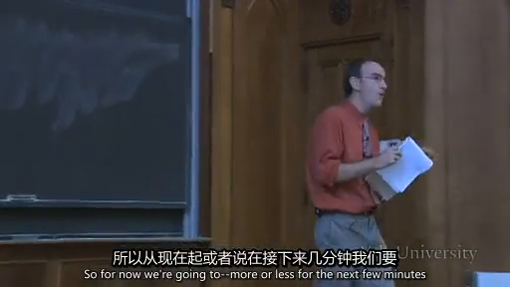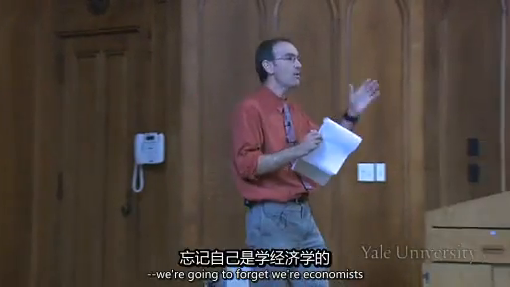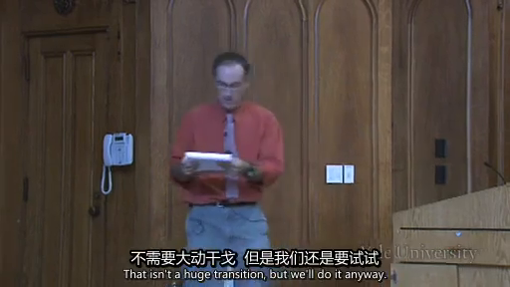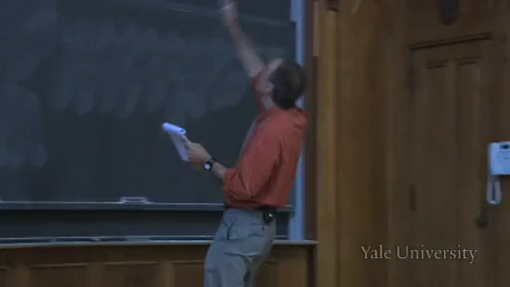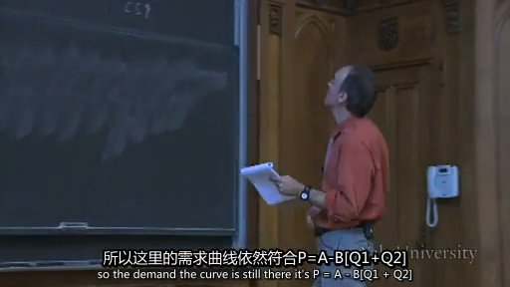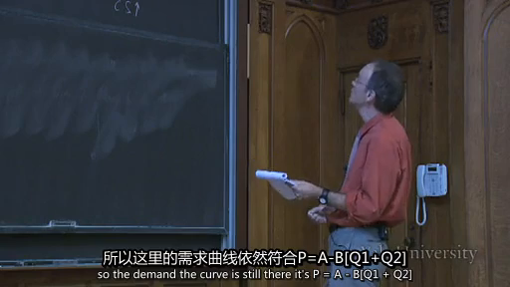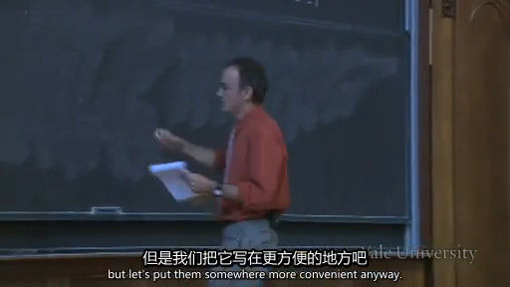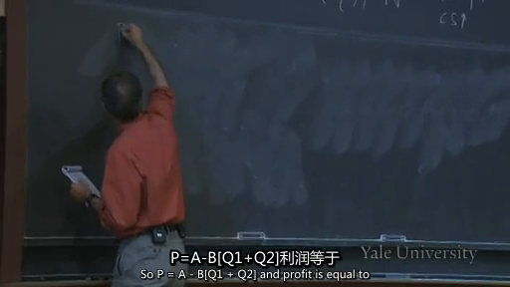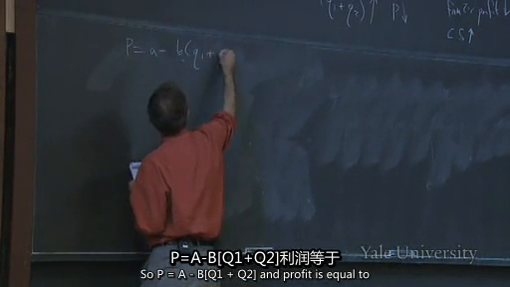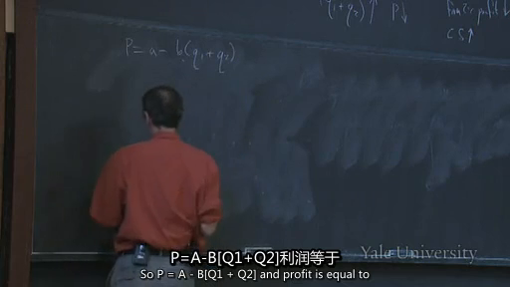So for the next few minutes, we're going to forget we're economists, and we're going to turn into nerds. That isn't a huge transition, but we'll do it anyway. The demand curve is still there. It's P equals A minus B(Q1 plus Q2), and I've got profits written up there, but let's put them somewhere more convenient anyway.